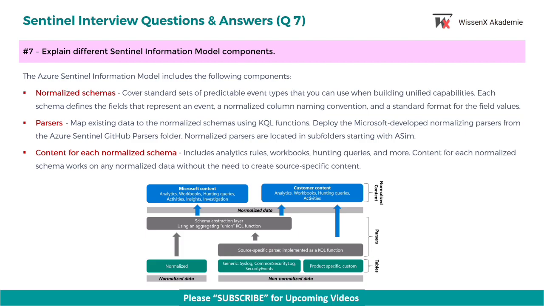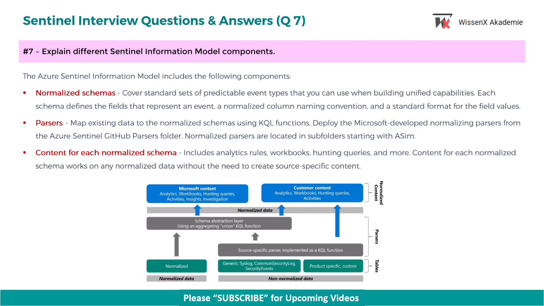Next, explain the different Sentinel information model components. The Azure Sentinel information model includes the following components. First is normalized schemas that cover standard sets of predictable event types that you can use when building unified capabilities. Each schema defines the fields that represent an event, a normalized column naming convention, and a standard format for the field values. Next one is parsers that help map existing data to the normalized schemas using KQL functions.